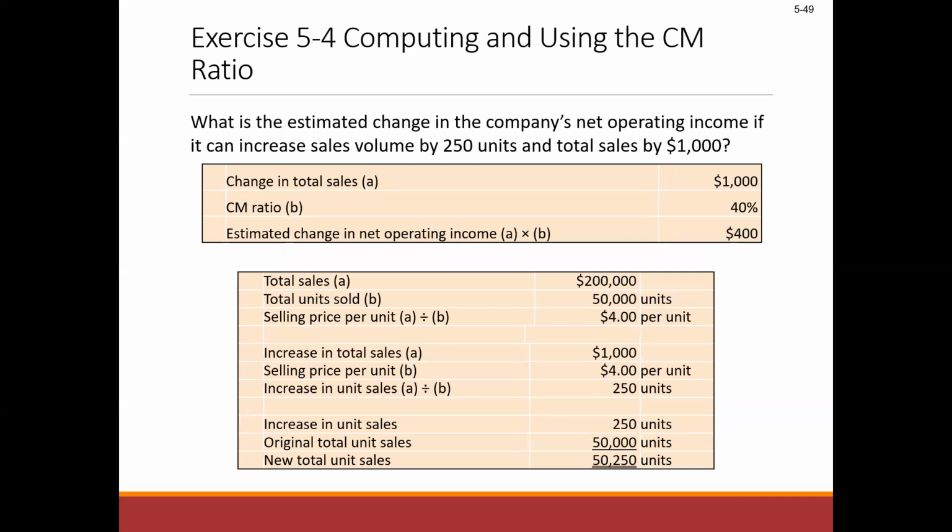What is the estimated change in operating income if it can increase sales volume by 250 units and total sales by 1,000? Well, you take the sales times the contribution margin, you can see how much it's going to add to operating income. Sales divided by the number of units gives us the selling price per unit. If we increase the units by 250, we're going to have new unit sales of 50,250.